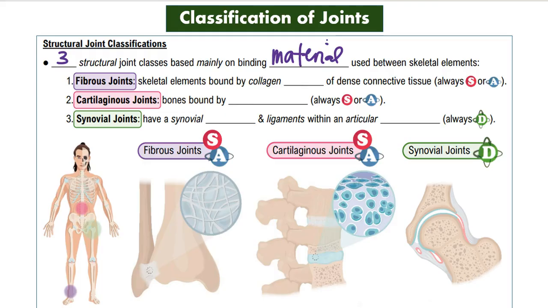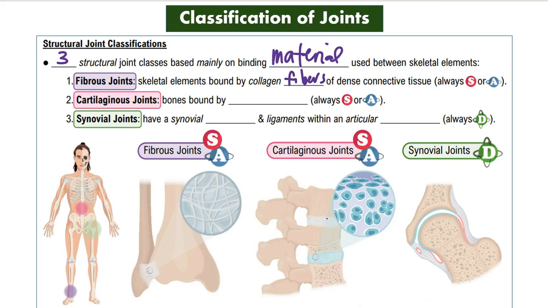Fibrous joints, as we know, are going to be strong and stable. So if they're strong and stable, that means they're going to have less movement. Remember, the more stability, the less movement. The more movement, the less stability. Right? So that's what we're thinking of. And this is going to be bound by collagen fibers of dense connective tissue. And usually it's going to be dense irregular connective tissue, but it can change.